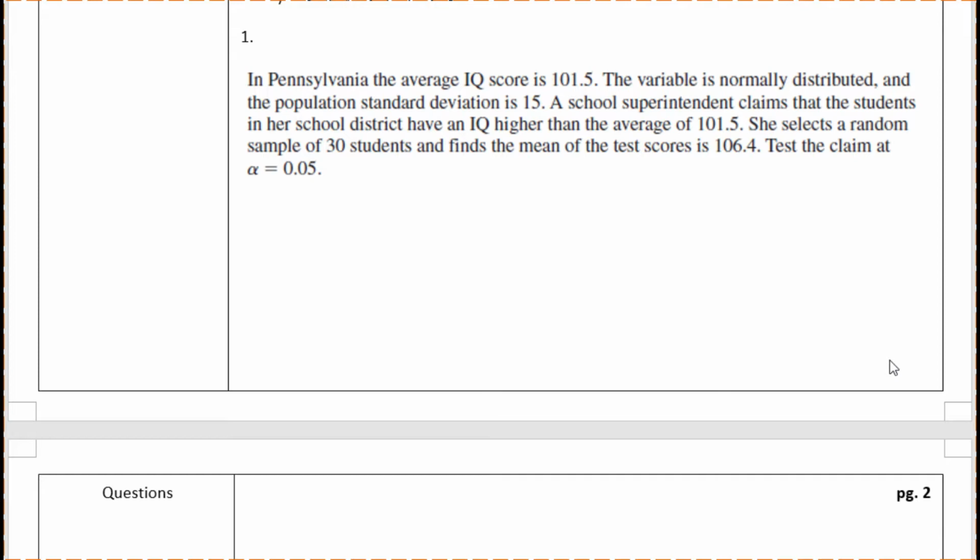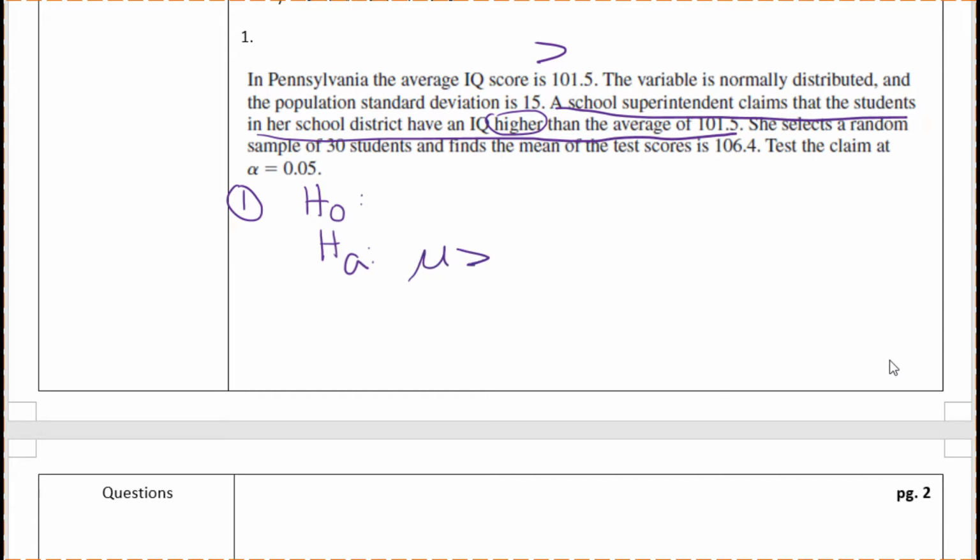Here they specifically mentioned that the claim is that the students have an IQ that is higher than 101.5. So let's go ahead and set up the first statement here. We have H0 and HA, or H1. They said that the claim is that it is greater than 101.5. The greater than symbol is a statement of inequality, so that belongs to the alternative. So we have mu is greater than 101.5, and this happens to be the claim here. This is what they said is the claim.